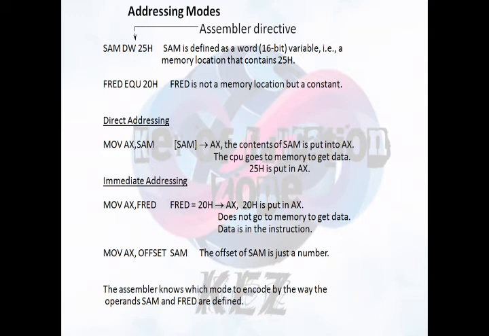Here you have to remember two things: direct addressing and immediate addressing. What will be their code? If I write MOV AX, SAM, then it gives you direct addressing. Here the content of SAM is put into AX. The CPU goes to memory to get the data. Immediate addressing is MOV AX, FRED. Here the data is part of the instruction, so it is fetched immediately.